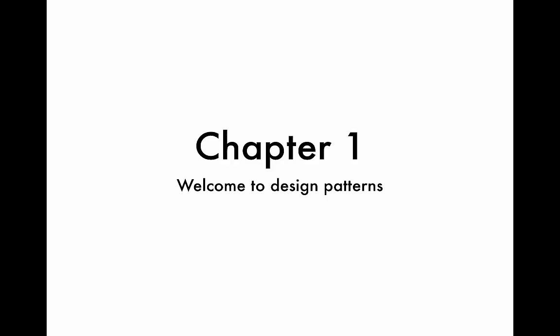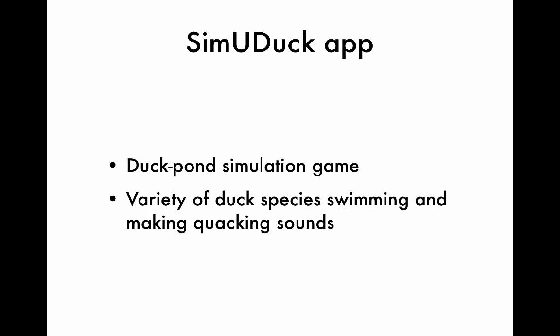In this chapter, we're going to look at a piece of software with a very straightforward design. Then we'll talk about potential problems that design might have. And finally, we'll look at another design that addresses some of those problems. We start with an application called SimuDuck. This is a duck pond simulation game in which a variety of duck species swim around in a pond and make quacking sounds. Okay, very simplistic application, but let's look at the initial design.